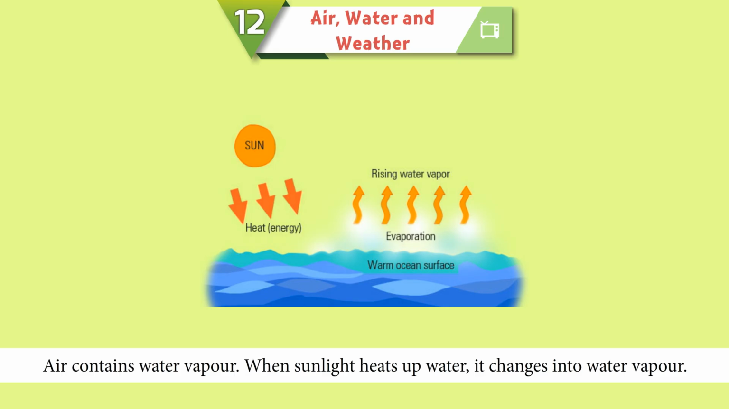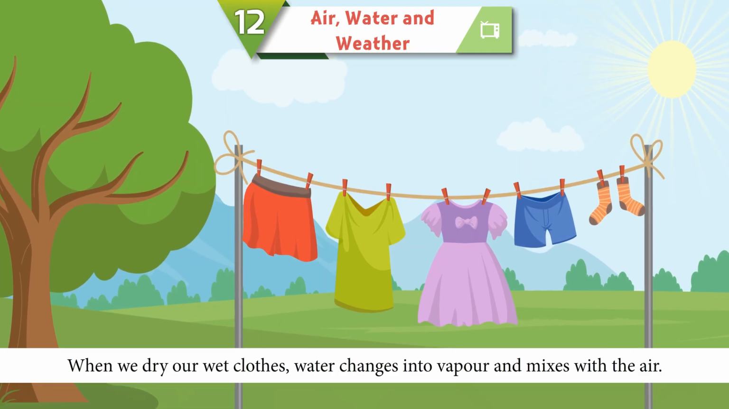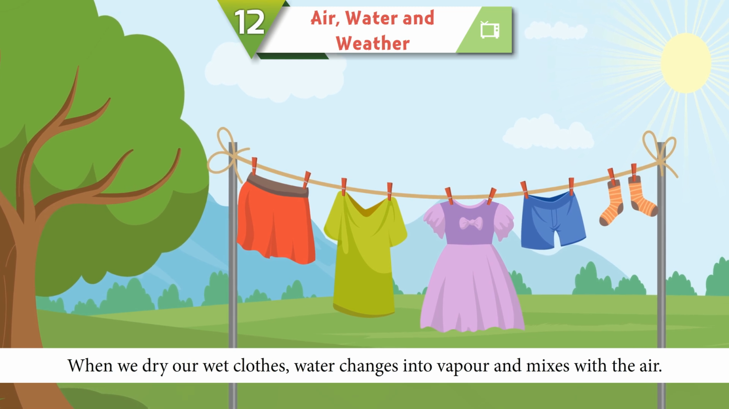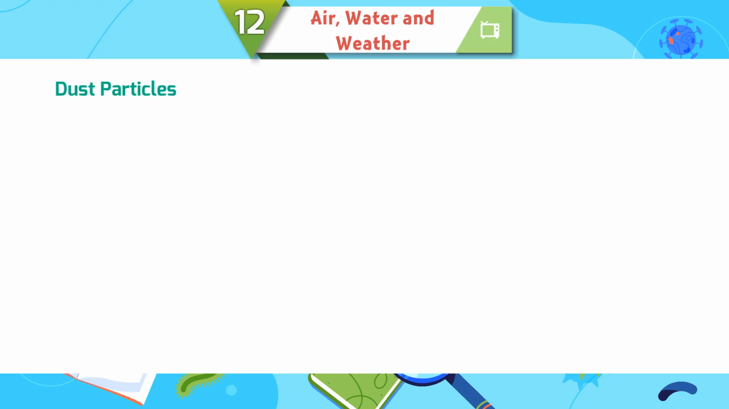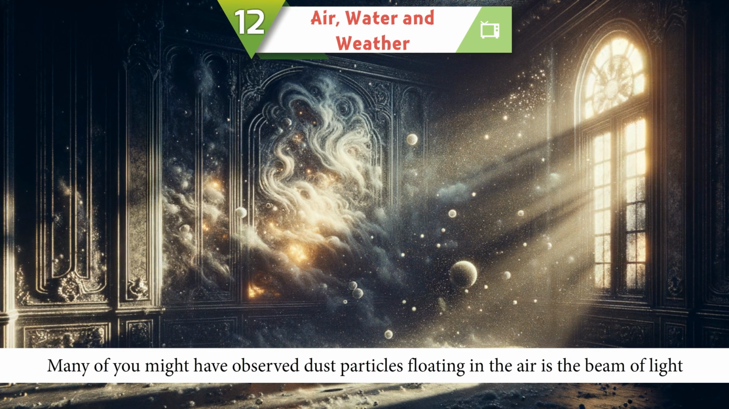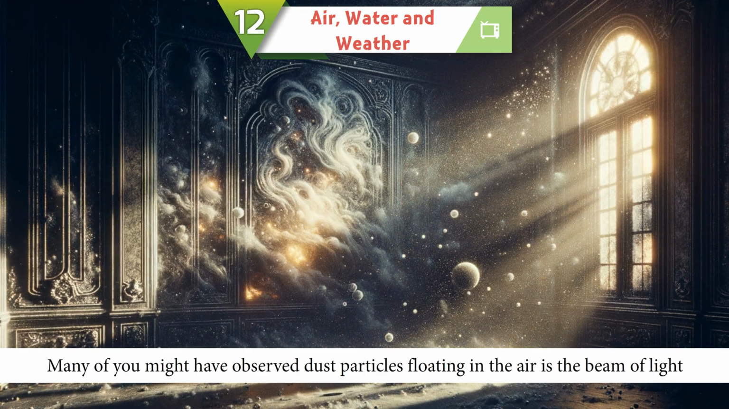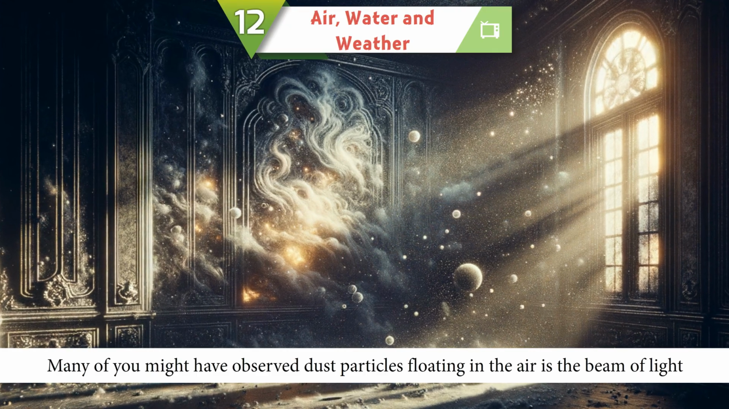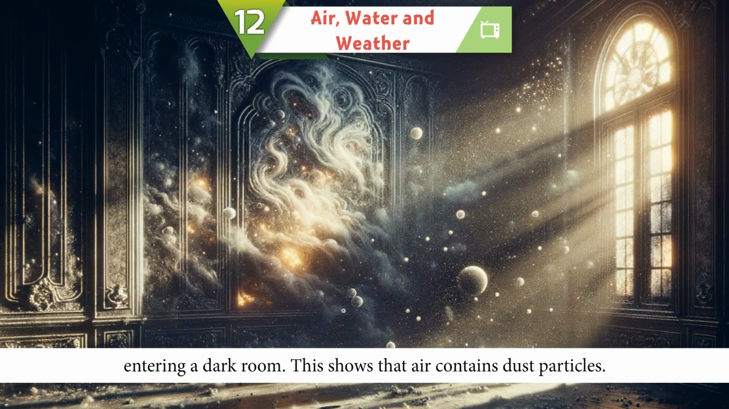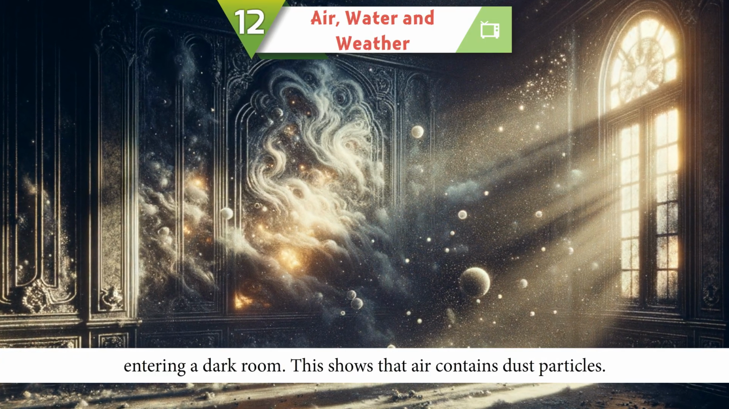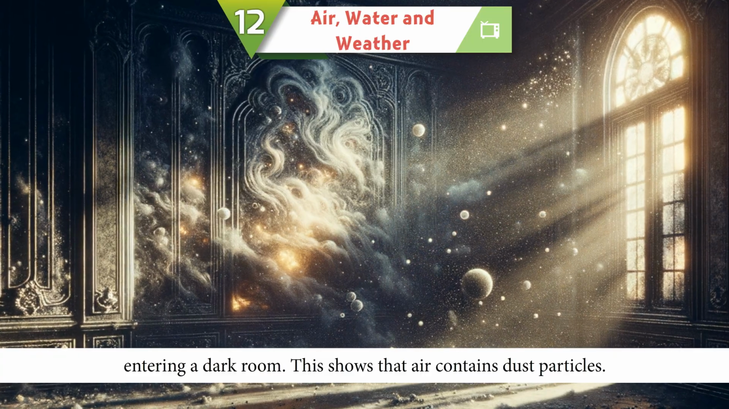Water vapor. Air contains water vapor. When sunlight heats up water, it changes into water vapor. When we dry our wet clothes, water changes into vapor and mixes with the air. Dust particles. Many of you might have observed dust particles floating in the air in the beam of light entering a dark room. This shows that air contains dust particles.